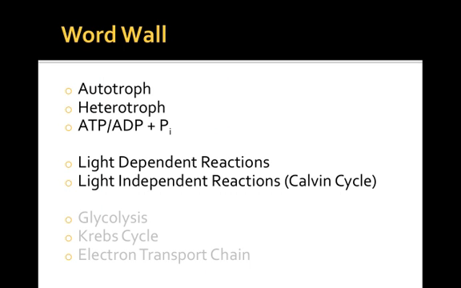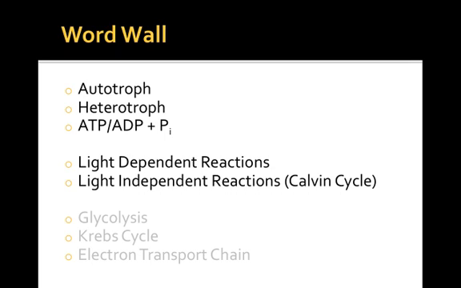Some words for you to be familiar with. Autotrophs are those organisms that can make their own food, so typically you might think of plants or algae. Heterotrophs are those organisms that have to consume other organisms for their energy. So they would be further up the food chain, beginning with at least an herbivore or a grazer like a cow or a deer.